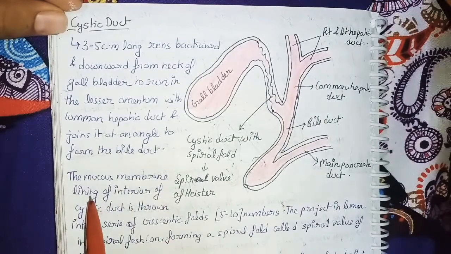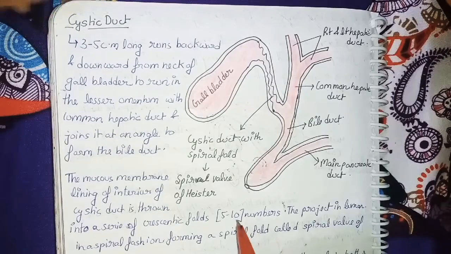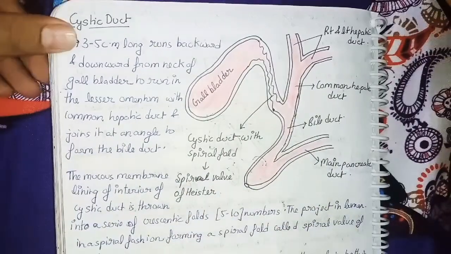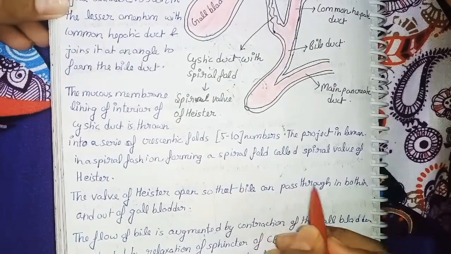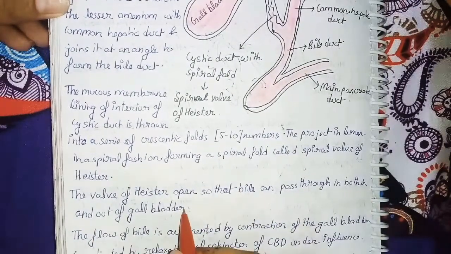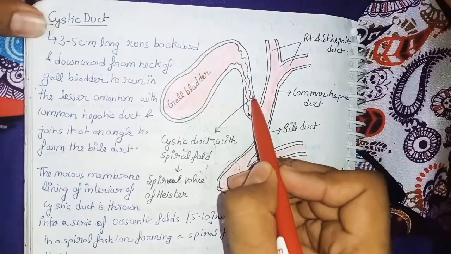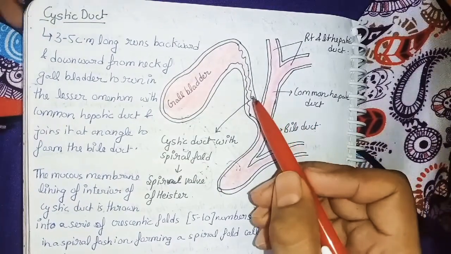The mucous membrane lining the interior of the cystic duct is thrown into a series of concentric folds, 5 to 10 in number, which forms the spiral valve of Heister. The valve of Heister opens so that bile can pass both in and out of the gallbladder. So this is the valve of Heister, which allows the movement of bile through the gallbladder.